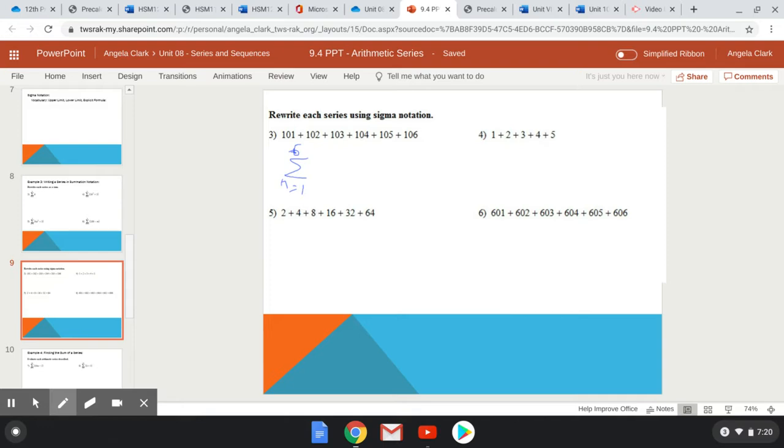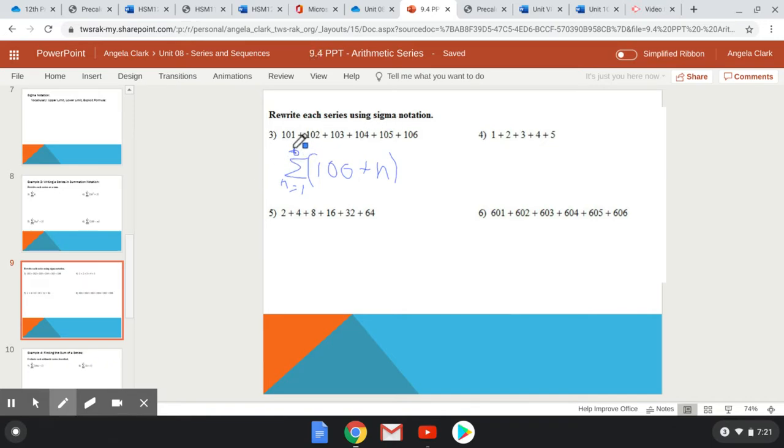So you can see here that we're adding 1 each time. So basically I could go through and use my arithmetic sequence formula, or I could just recognize that this is 100 plus n.